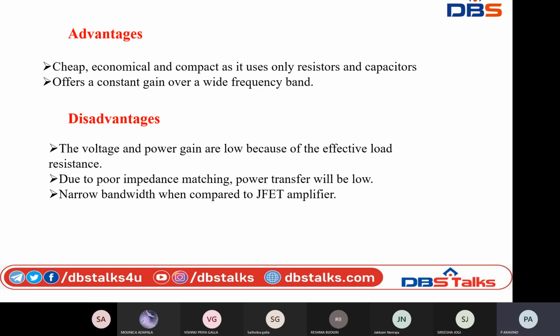Coming to the disadvantages, the voltage and power gain are low because of the effective load resistance. Due to poor impedance matching, power transfer will be low. Whenever the impedance matching is good, then maximum power will be transferred. So due to the poor impedance matching, the power transfer will be low, and it has a narrow bandwidth compared to the JFET amplifier.